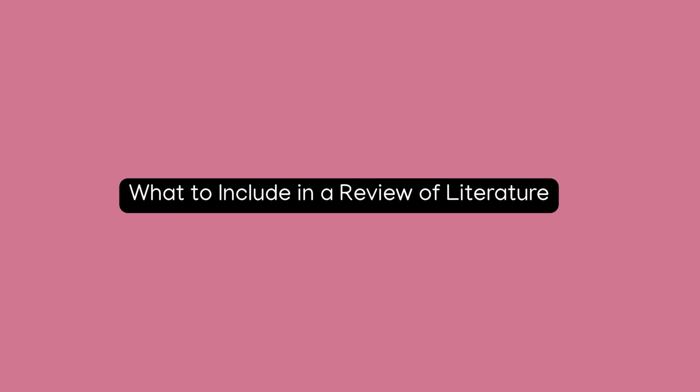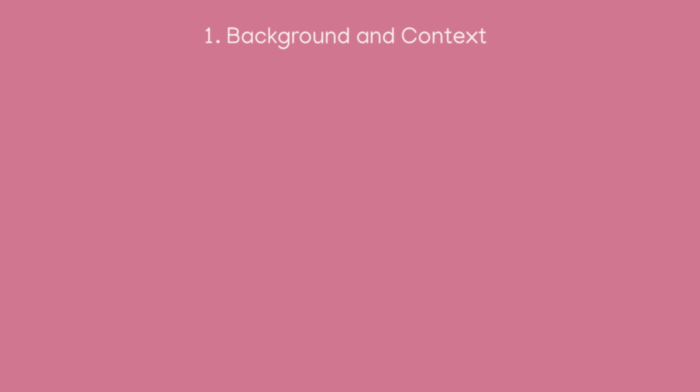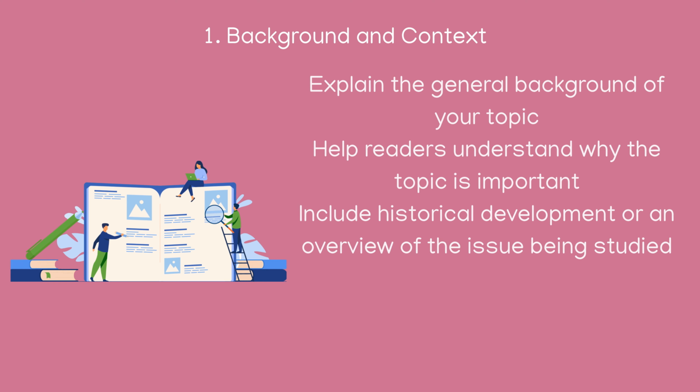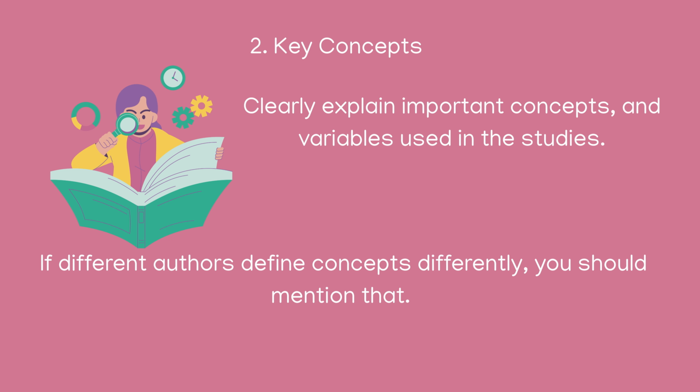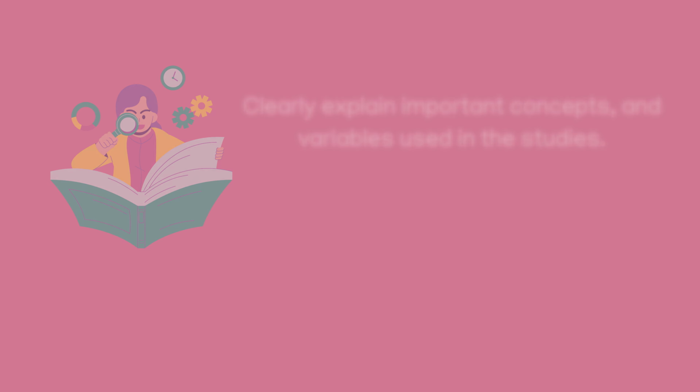What to include in a review of literature? 1. Background and context. Start by explaining the general background of your topic. This helps readers understand why the topic is important. You can include historical development, or an overview of the issue being studied. 2. Key concepts. Clearly explain important concepts and variables used in the studies. If different authors define concepts differently, you should mention that.